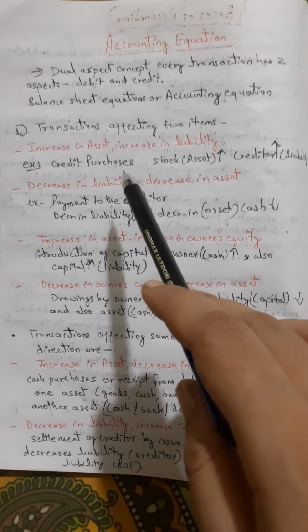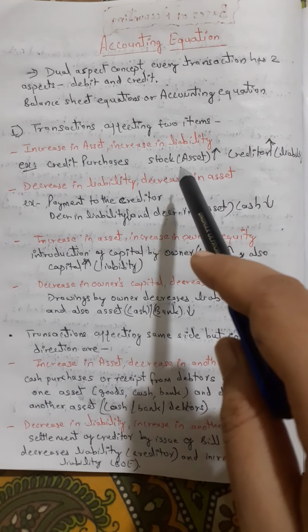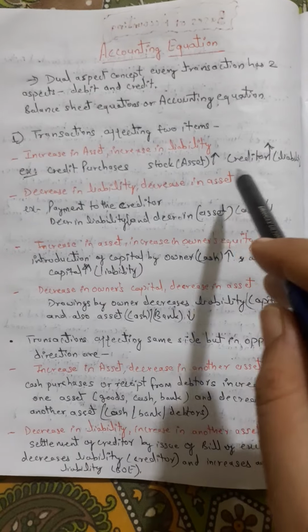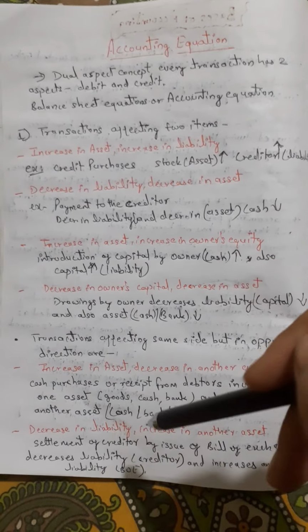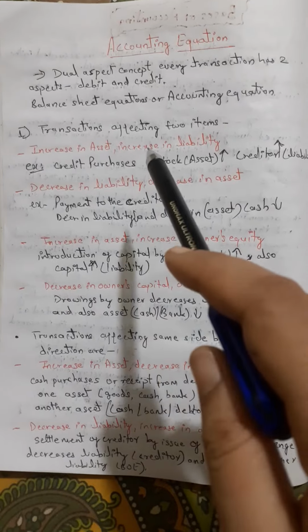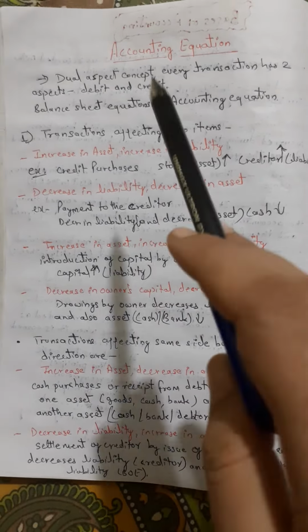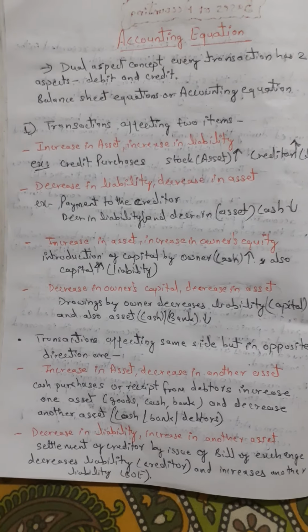Say, if you have made a purchase on credit, what is happening? Your asset in the form of stock has increased. Along with that, since you have purchased on credit, a creditor also got increased. Got it? So in this way, just a few examples are given to make you understand how a transaction affects the debit and credit side. This is all about the accounting equation. Basic concept.